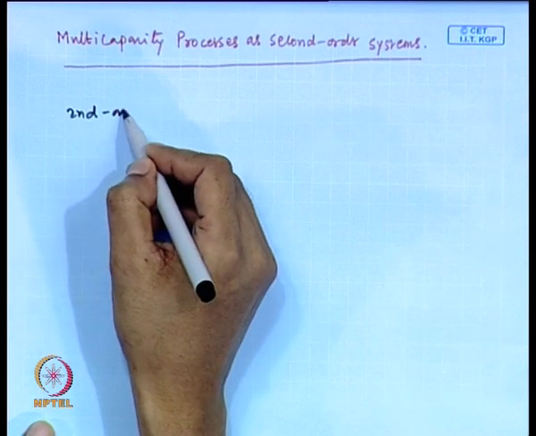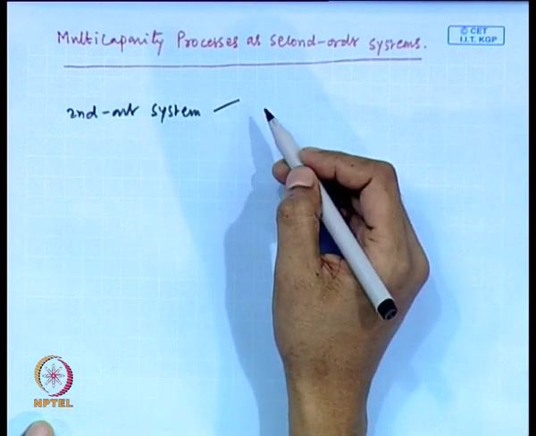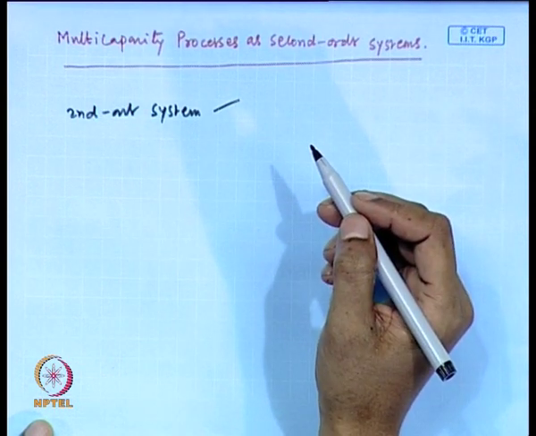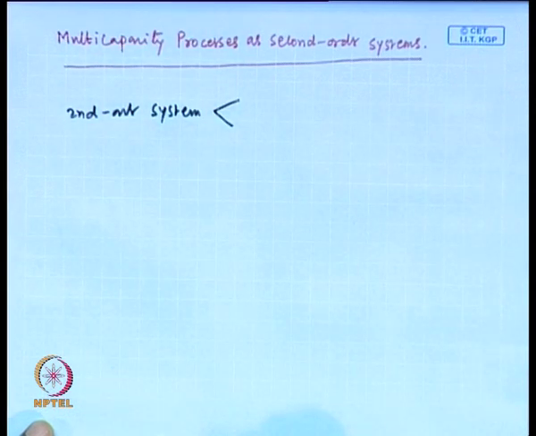We can obtain overall second order dynamics if we connect two first order systems in series. Fine. So, we can obtain a second order system by connecting two first order systems in series. In another way, if we include a controller with a first order process, then we obtain the second order dynamics.